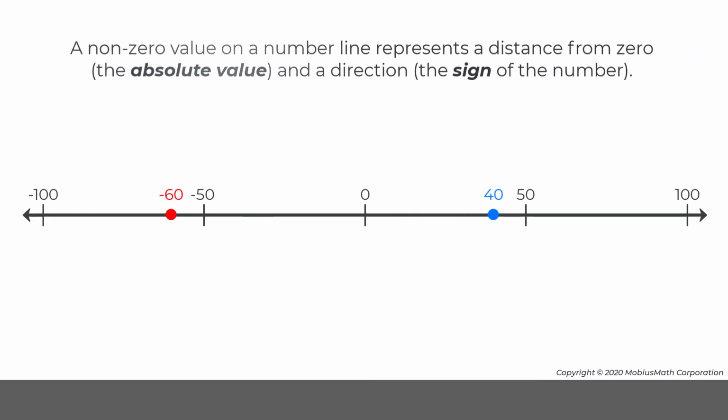A non-zero value on a number line represents a distance from zero, the absolute value, and a direction, the sign of the number. For example, negative 60 is a distance of 60 from zero in the negative direction. Positive 40 is a distance of 40 from zero in the positive direction. Note, by convention, a non-zero number without a sign is a positive number.